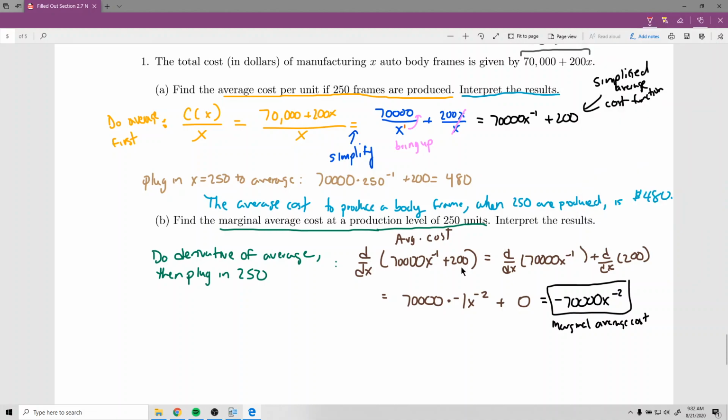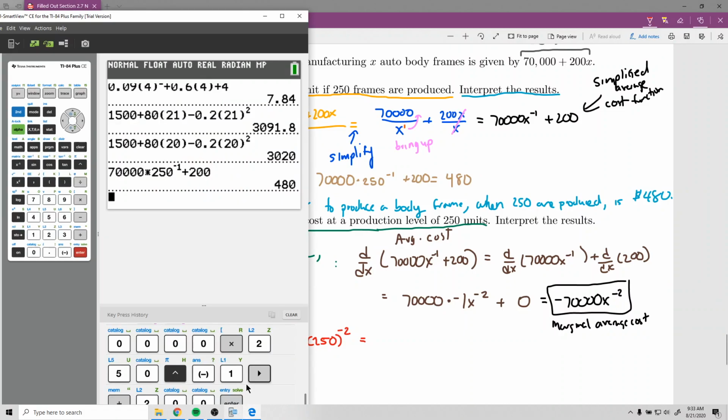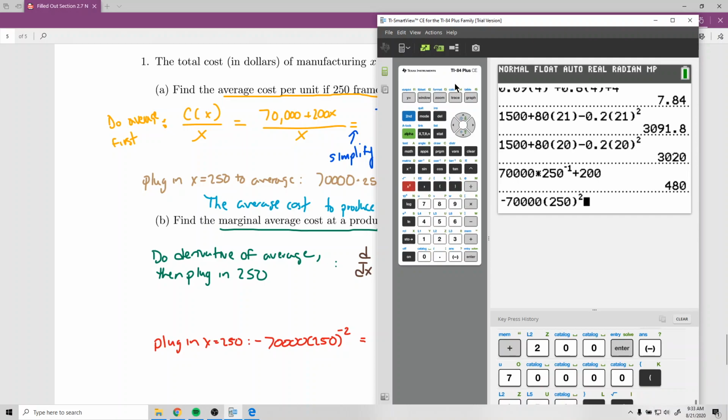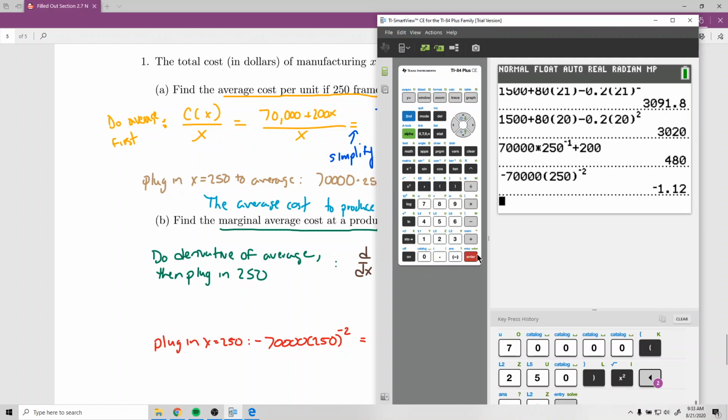All right, now we're going to plug in the 250 to our marginal average function. We got negative 70,000 times 250 squared. Oh, to the negative 2 power, not squared. And then plug that in. Negative 70,000 times 250 to the negative 2. Forgot the negative. And we get negative 1.12.